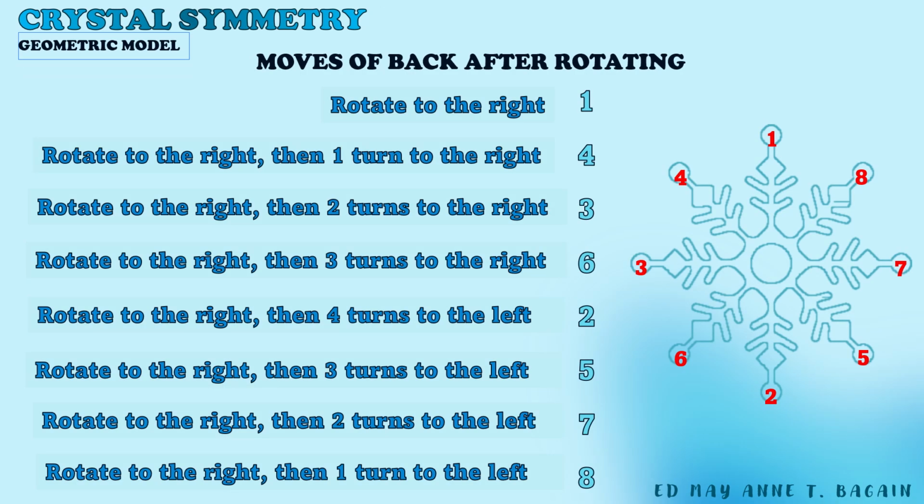And now we will be reviewing the moves of the back after rotating. We have 1 as rotate to the right, or flip to the right, and then one turn to the right is 4, and then 3 after rotating is two turns to the right. 6 is three turns to the right after rotating. 2 is four turns to the left after rotating, and then 5 we have three turns to the left after rotating, and then 7 we have two turns to the left after rotating. Then lastly, we have 8, one turn to the left after rotating to the right.